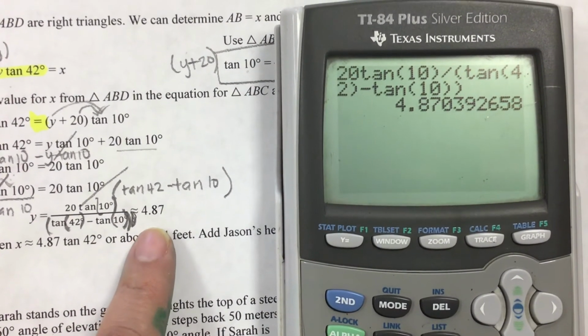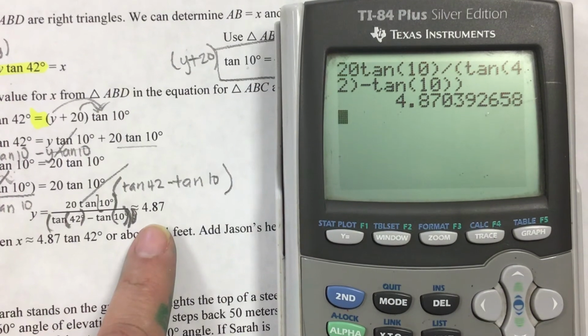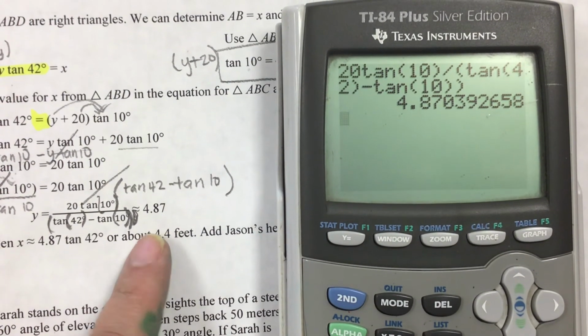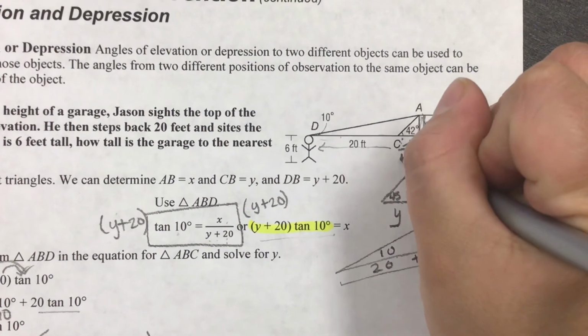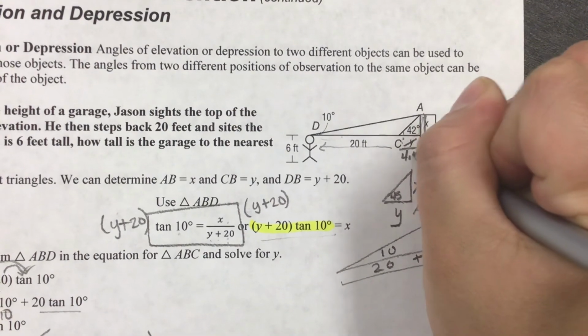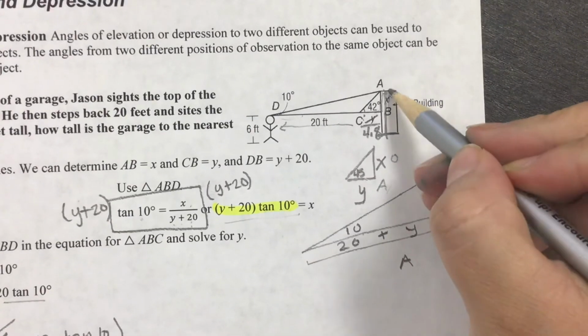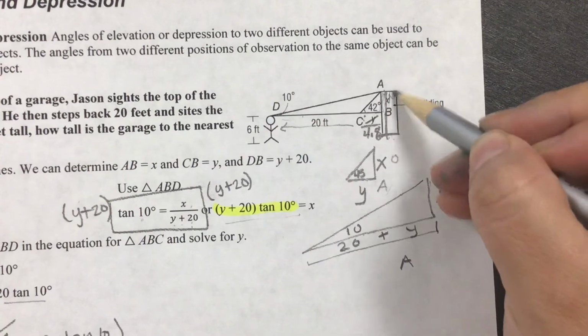If you did not get 4.87, it's because you put something wrong on the calculator. But that's the value of y. That is the 4.8. It is not x, and nor is it the length of the garage door.